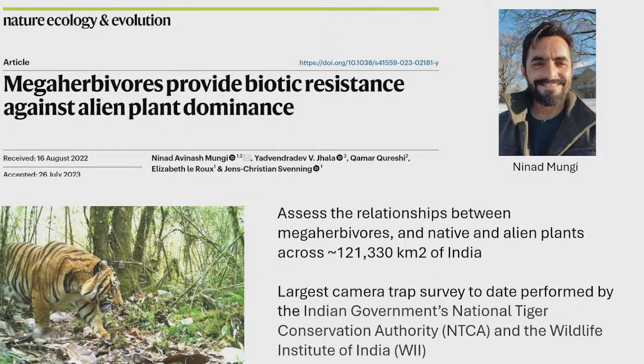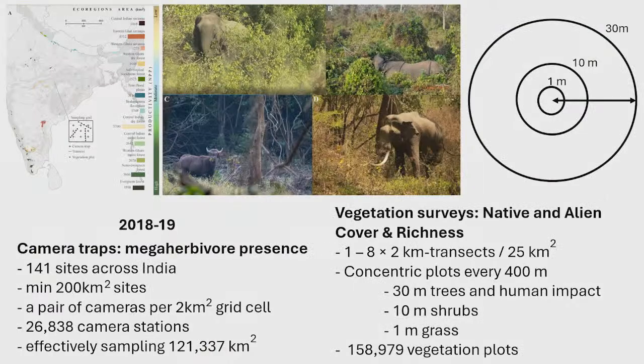And he used this amazing data set that the Indian government's National Tiger Conservation Authority and the Wildlife Institute of India collect to look at the country's tiger populations and their habitat suitability. The survey that Ninad had used was collected in 2018 to 19, and it was such an impressive effort because they essentially had 141 sites across the whole of India, and they chose the sites to be sites that have a high wilderness intactness index.